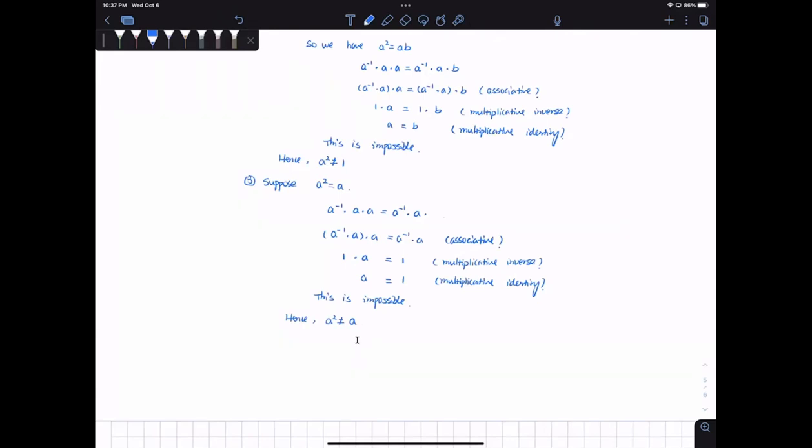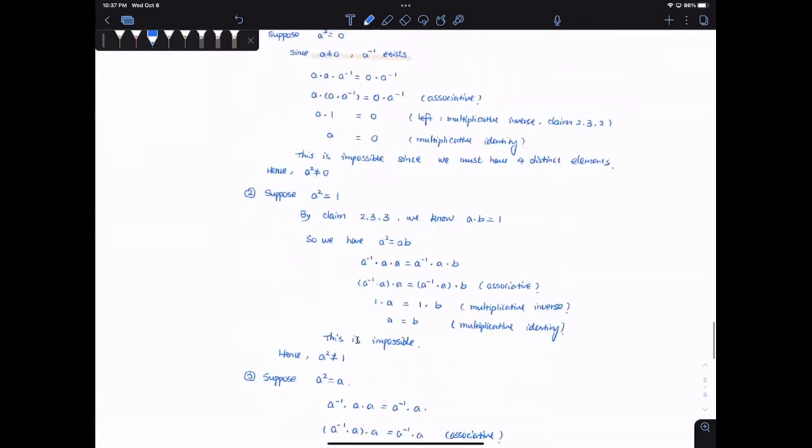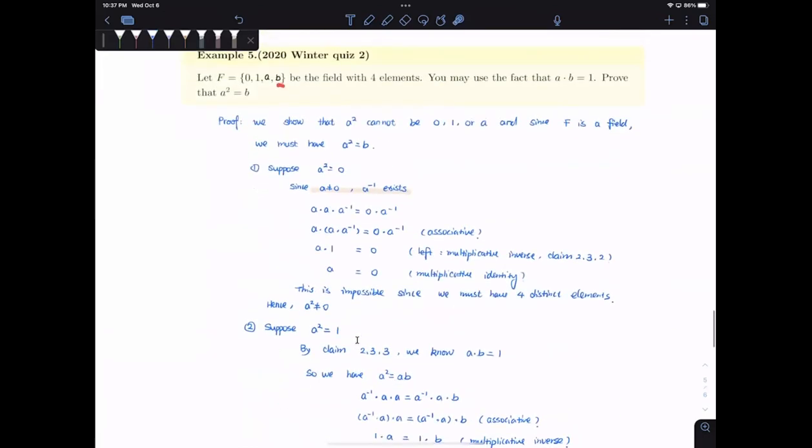Okay, so this is impossible. So A squared is not A, therefore it has to be B. And we're done. Question. It's not identity. We didn't use any identity. It's a definitional field. Then why is it impossible? Because we have 4 distinct elements. B is one of the 4 elements.